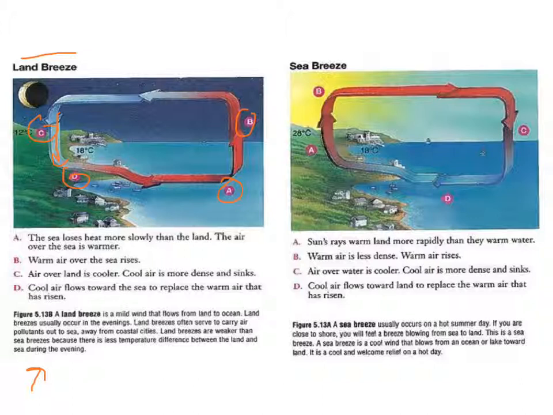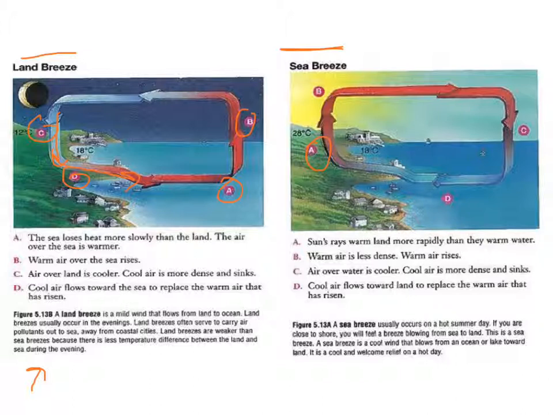Land breezes usually occur in the evenings. Land breezes often serve to carry air pollutants out to sea, away from coastal cities, because we can see the flow of the convection current here going up to sea. And land breezes are weaker than sea breezes because there is less temperature difference between the land and the sea during the evening. Now if we look here at sea breeze, we start at point A.